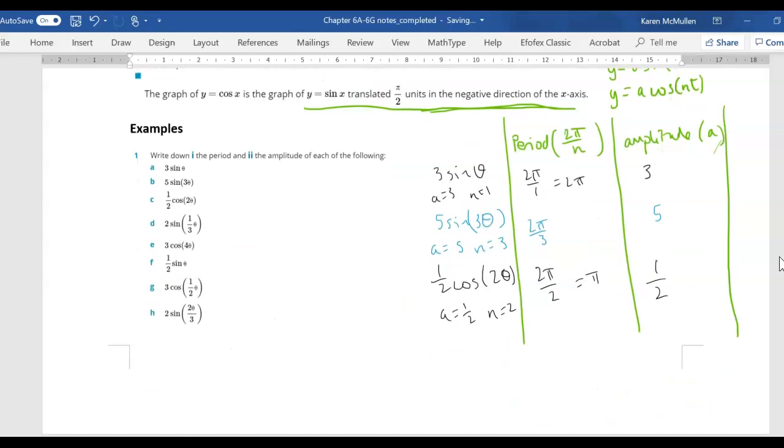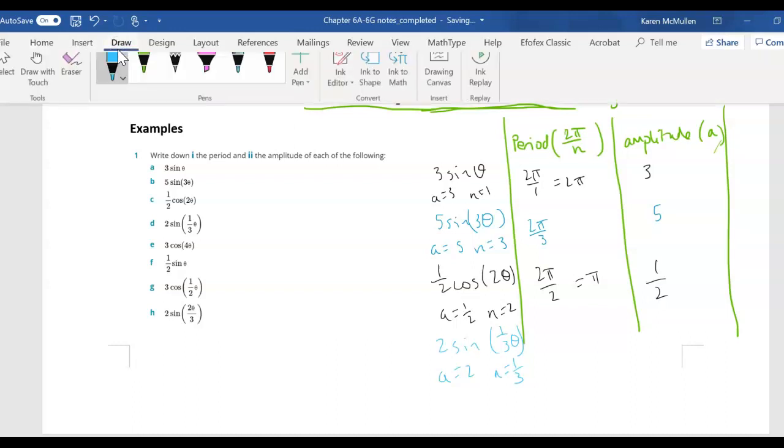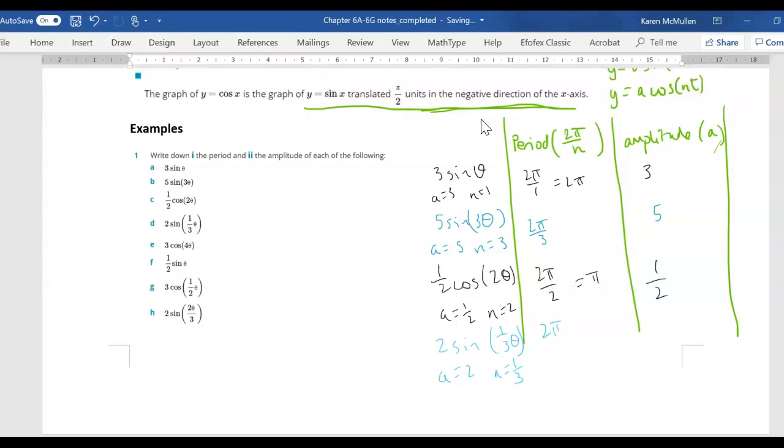Okay, so 2 sine 1/3 theta. A is equal to 2, n is equal to 1/3. Remember, n is not your period. It just helps us decide what the period is. So we've got 2 pi divided by 1/3. That's the same as 2 pi times the reciprocal, so 2 pi times 3. So it's 6 pi. And then your amplitude is 2. Just working with a little bit of fractions there. 2 pi divided by 1/3 is the same as 2 pi times 3 on 1, or just 3. So it's got to be 6 pi.